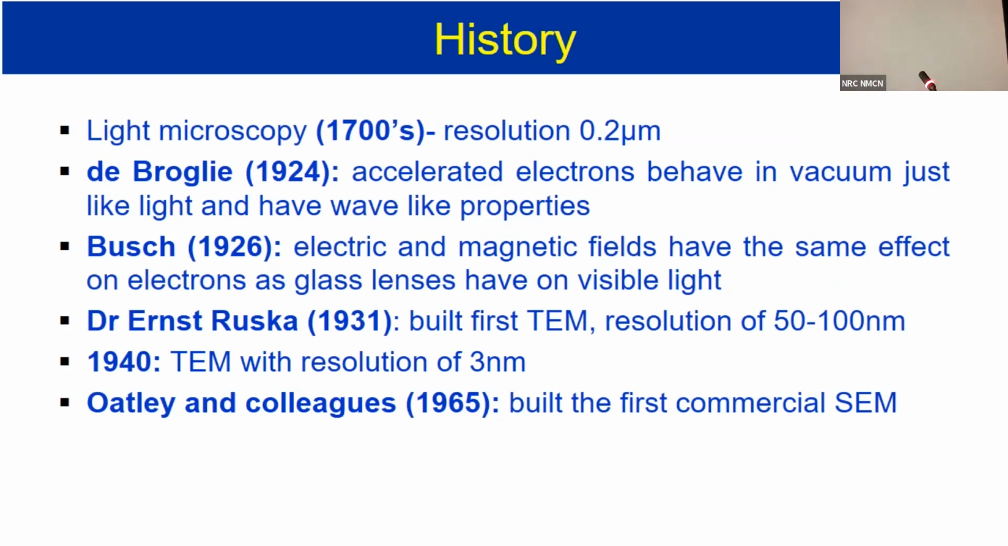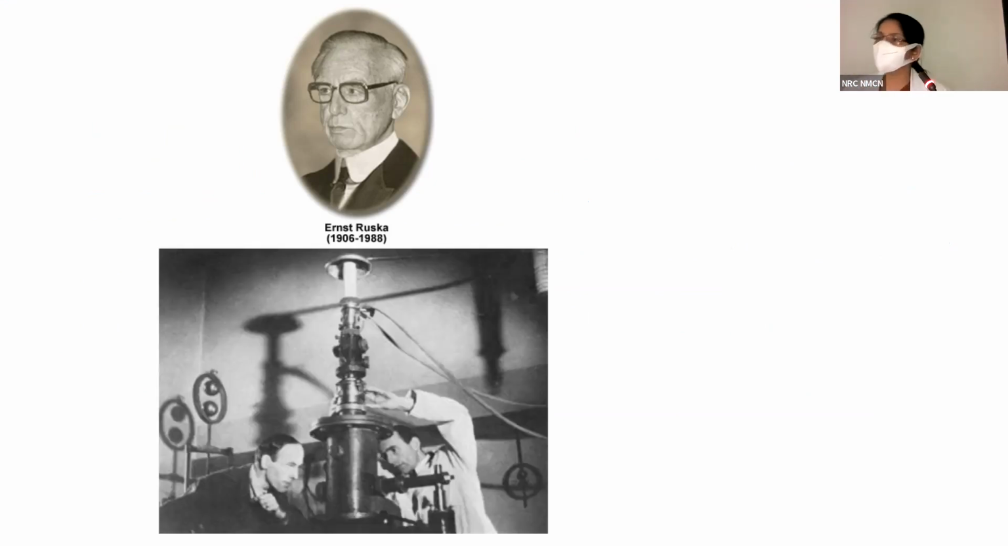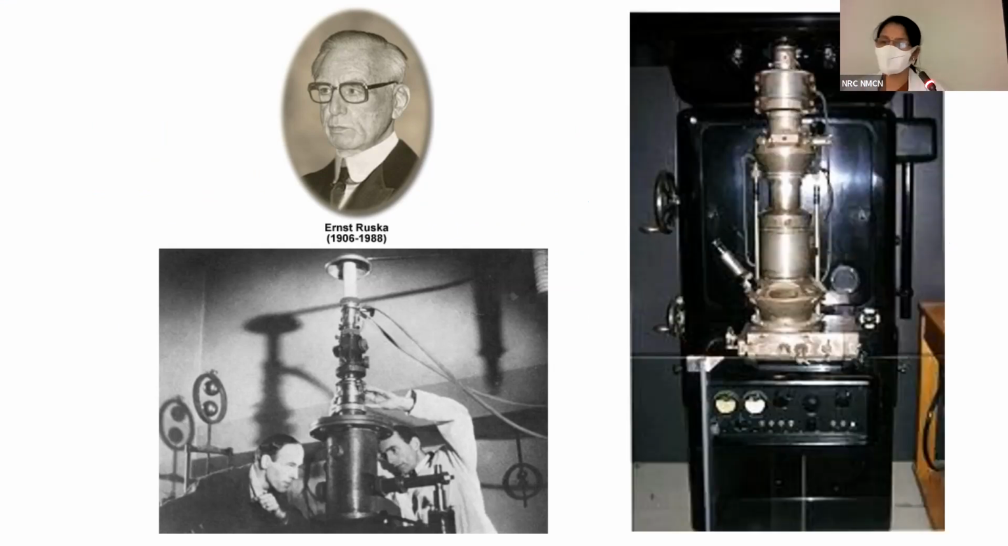The first electron microscope was built in around 1931, so it is relatively recent, with a resolution of 50 to 100 nanometers. Dr. Ruska, who got a Nobel Prize later for this discovery, had tried to make an electron microscope. This is the earliest model of an electron microscope which was used, and this is his initial writing in which he designed it, and he said that it was initially capable of only 16,000 magnification.